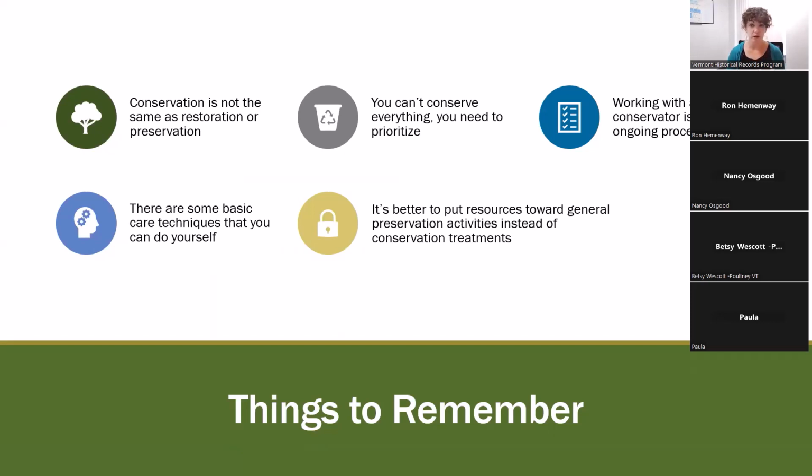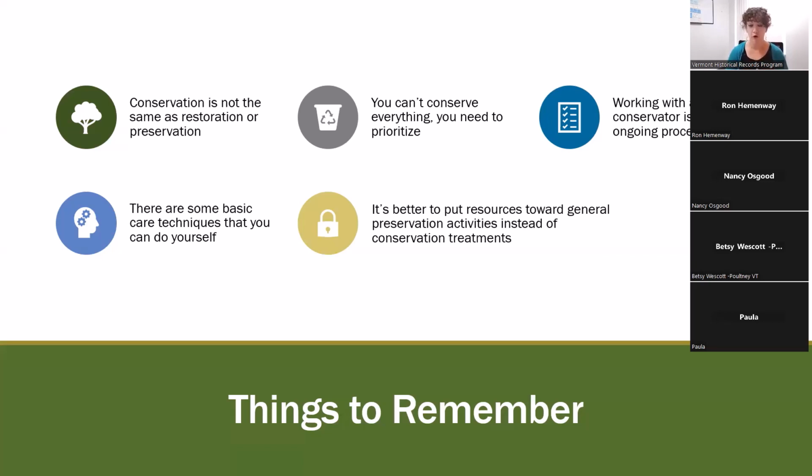Working with a conservator is an ongoing process, so you'll be in contact with them at different stages during the process. Remember, there's some very basic things that you can do in-house to preserve the life of your materials. And it's always better and always more cost-effective to put your resources towards general preservation activities, such as improving the housing of your storage materials, or improving the environmental conditions of the storage area. It's always better to put more money towards those things rather than to spend money on conservation treatment.